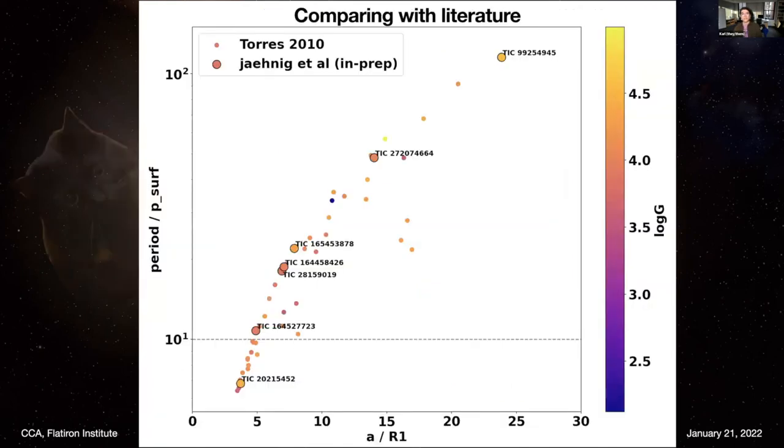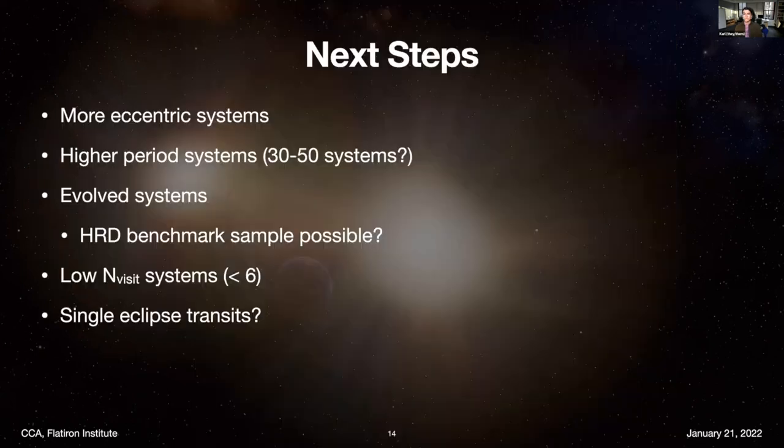And then here we plot the A over R1 value of each binary against the period normalized by something called P surface, which is meant to remove a dependency between the binary period and the surface gravity and radius of the primary star. And you can see really well that our systems fall well into line with the Torres 2010 catalog.